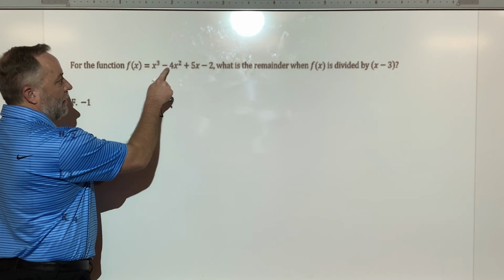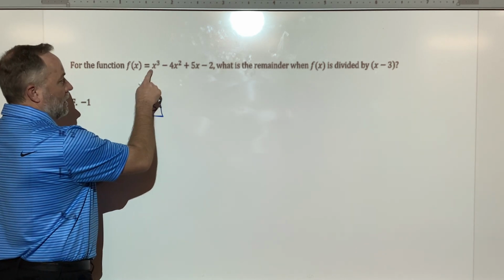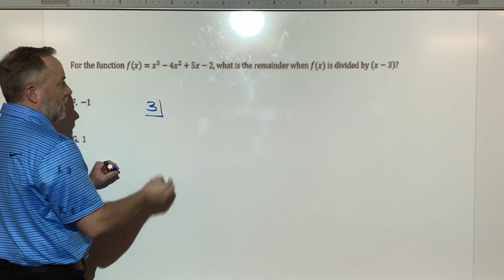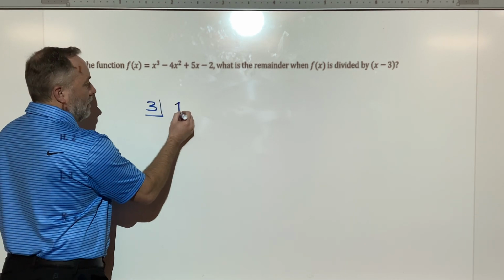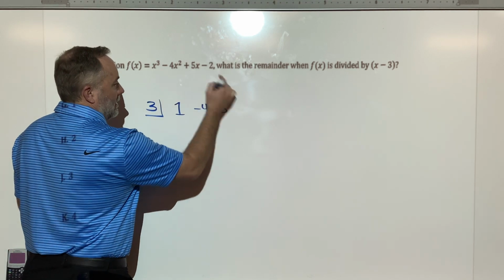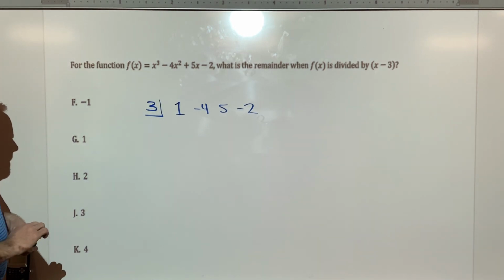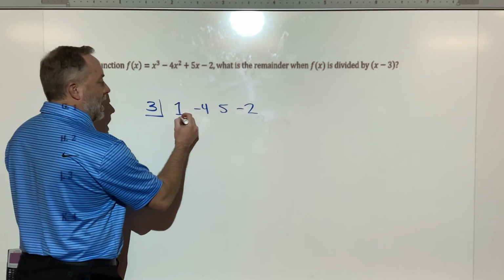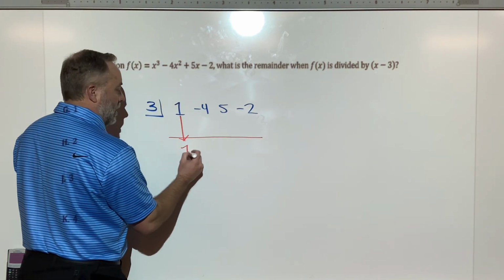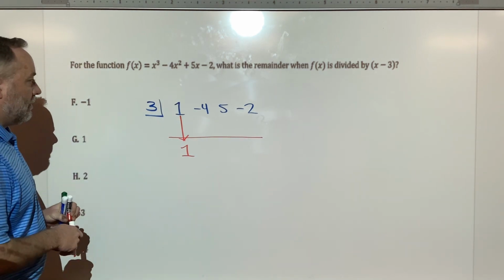And then the coefficients of your polynomial go across the top here. Again, the coefficients are what's being multiplied in front of the x. So we have 1, -4, 5, and then this constant term is -2. The first move in performing synthetic division is to always drop the first coefficient value. So I'm going to drop the 1 down. I put a line here just to create some separation for the operations we have.